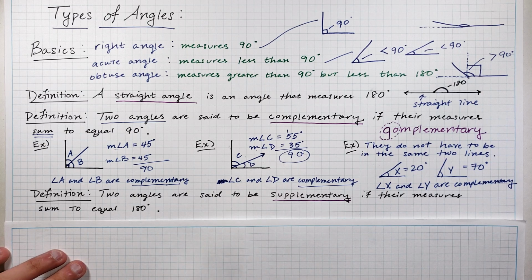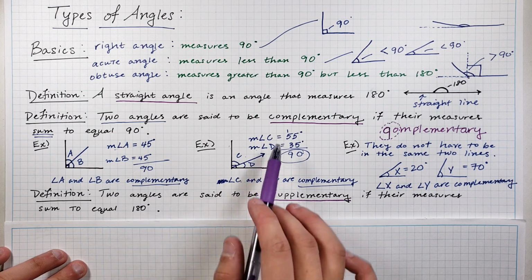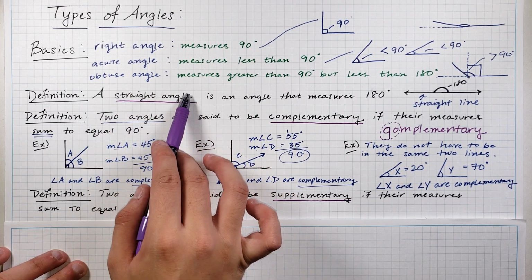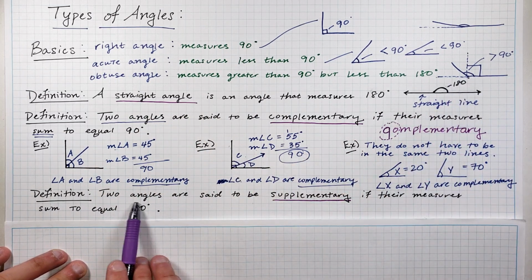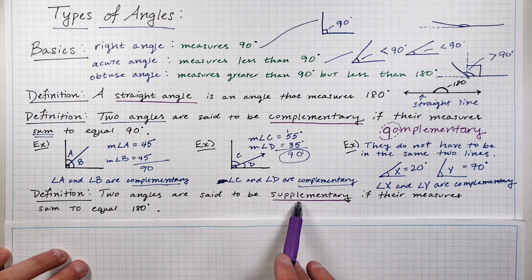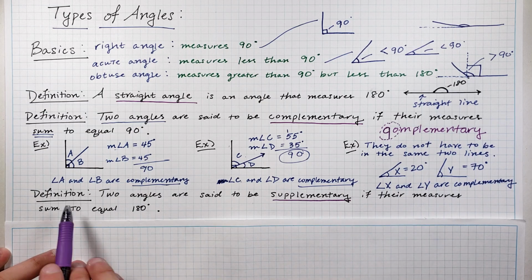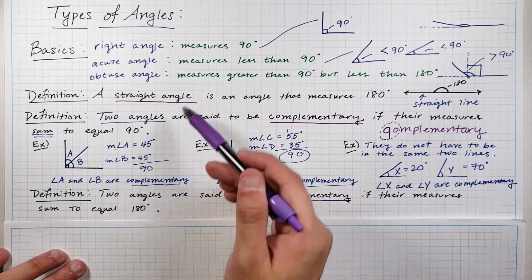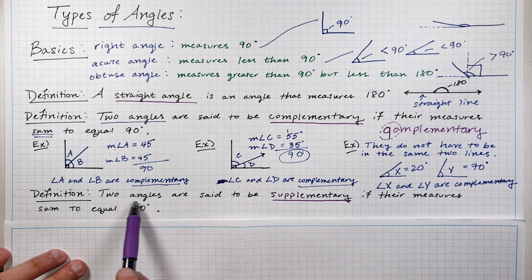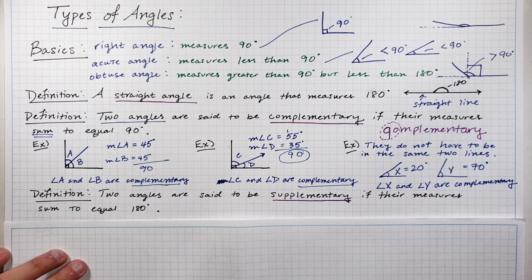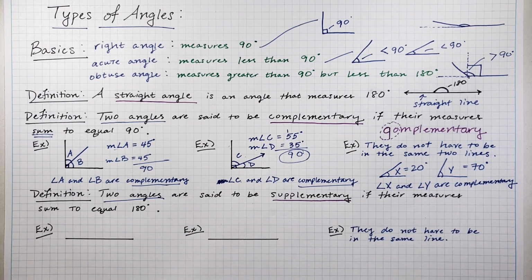Let's look at some examples of supplementary, and let's also remember straight angle. A straight angle measures 180 degrees, and two angles are said to be supplementary if their measures sum to equal 180 degrees. So there's probably going to be something going on between straight angles and supplementary angles. Let's go ahead and look at some examples.